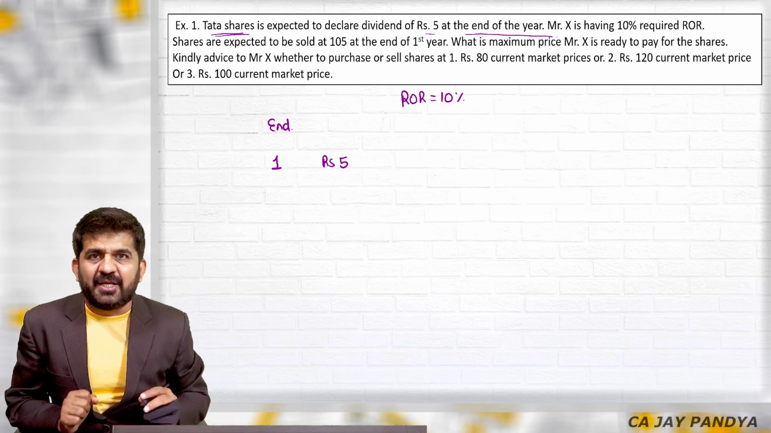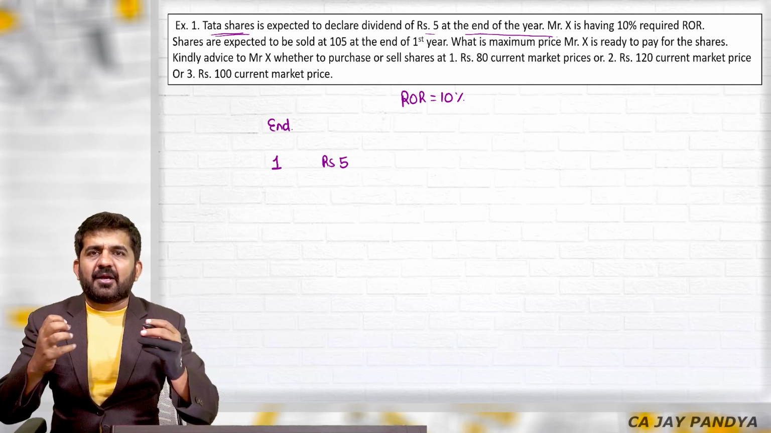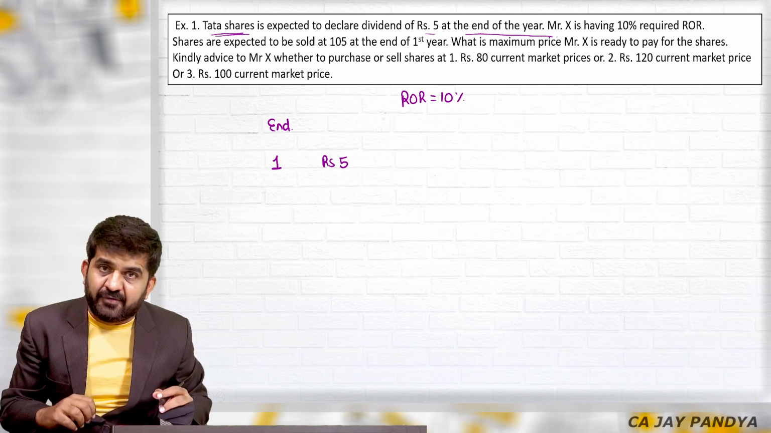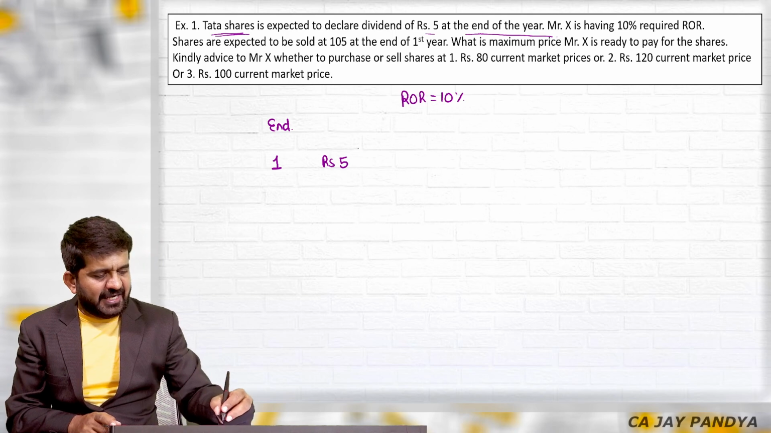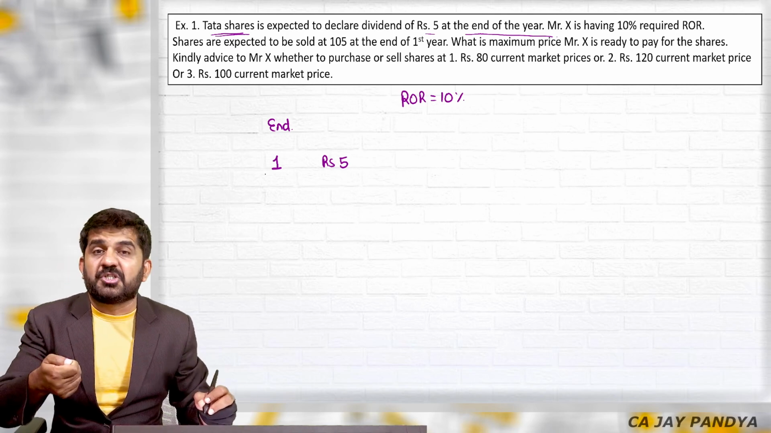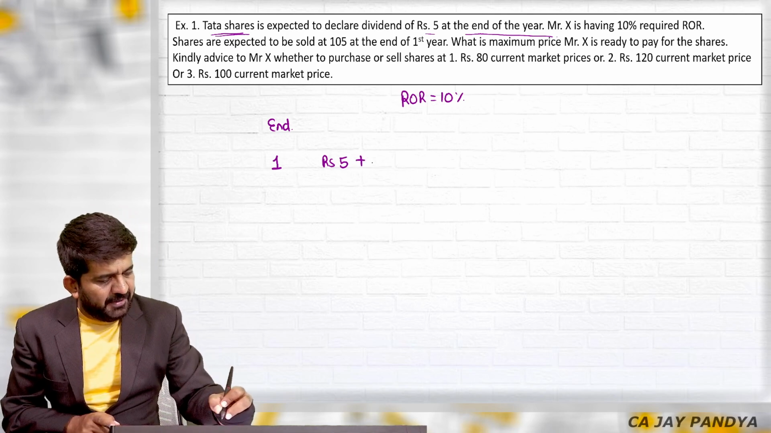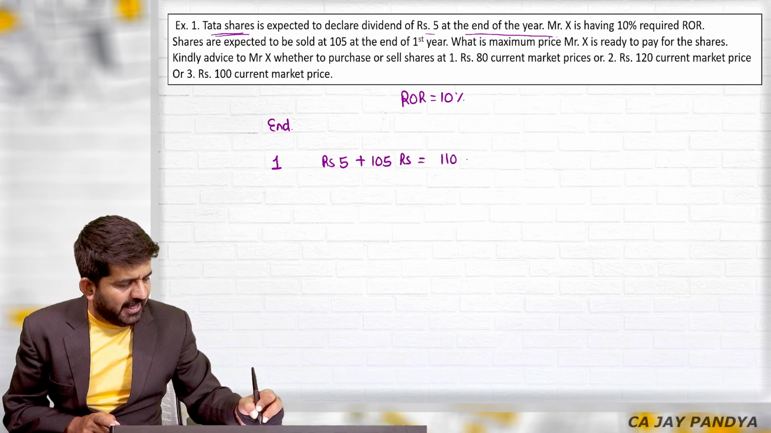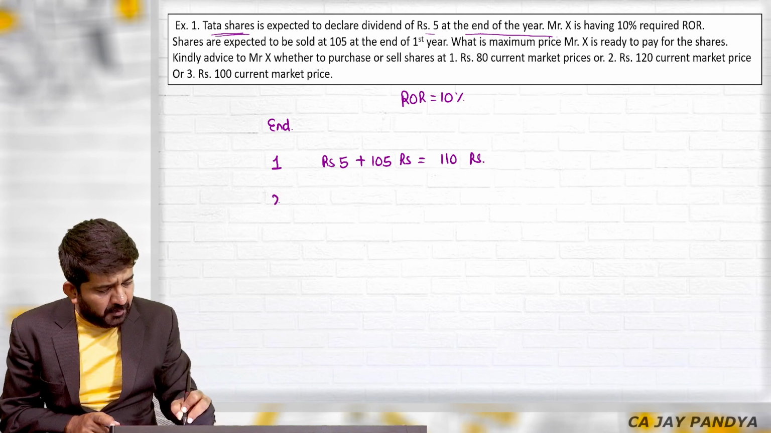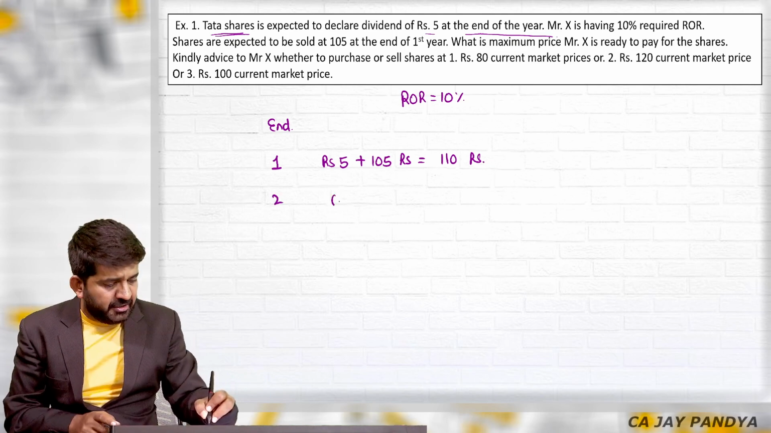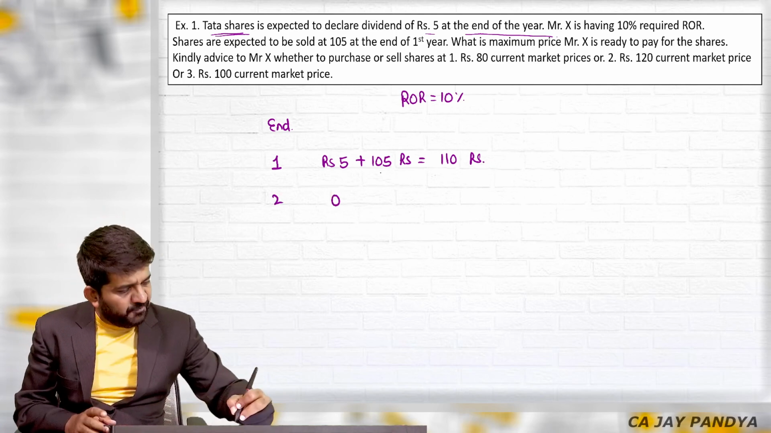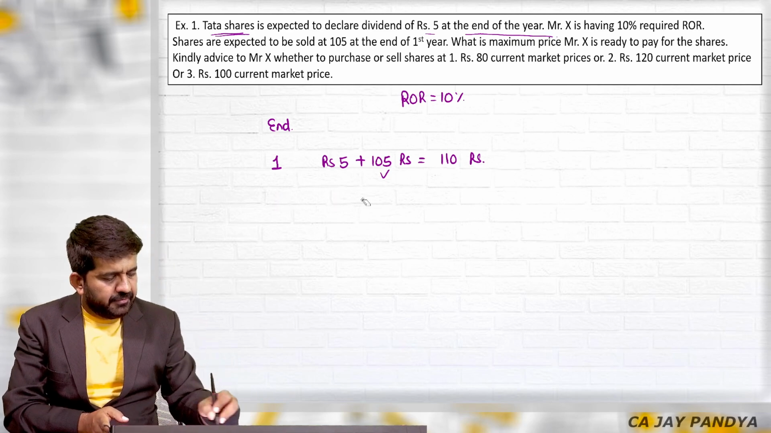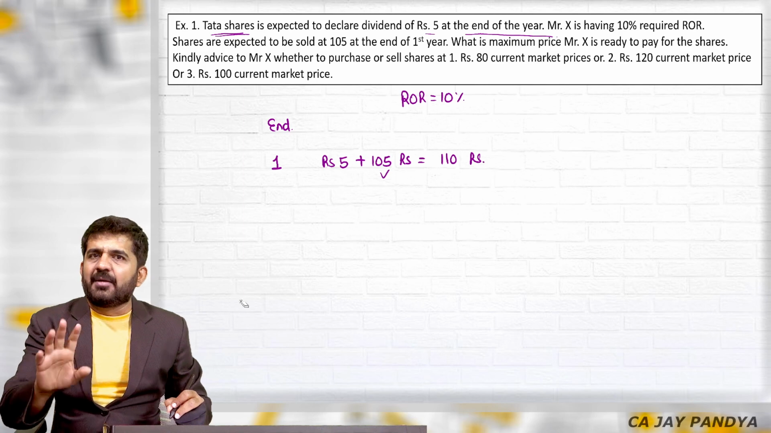So what does it mean? This person is planning to purchase the share today. He will get the first year dividend and immediately sell the shares at the end of the first year itself. So he will get 105 rupees more. In total he will get 110 rupees. Now what will be the cash flow after the second year? 0 rupees, because if we sell the shares in the second year, we will not get any dividend. So our cash flow will be only for 1 year.